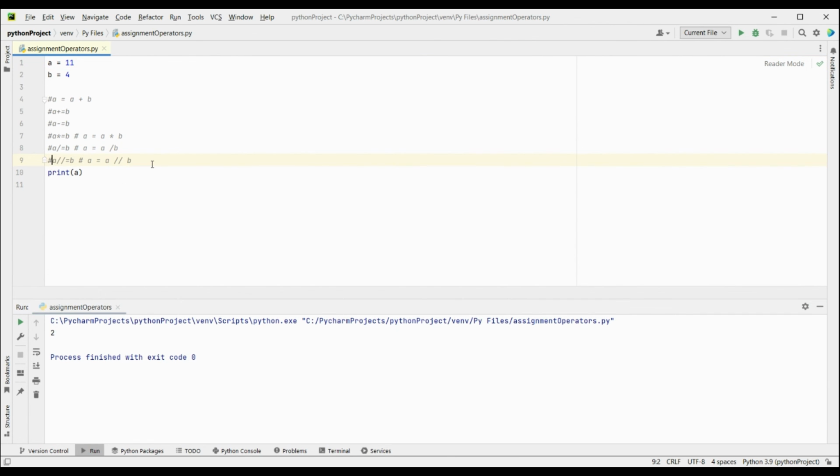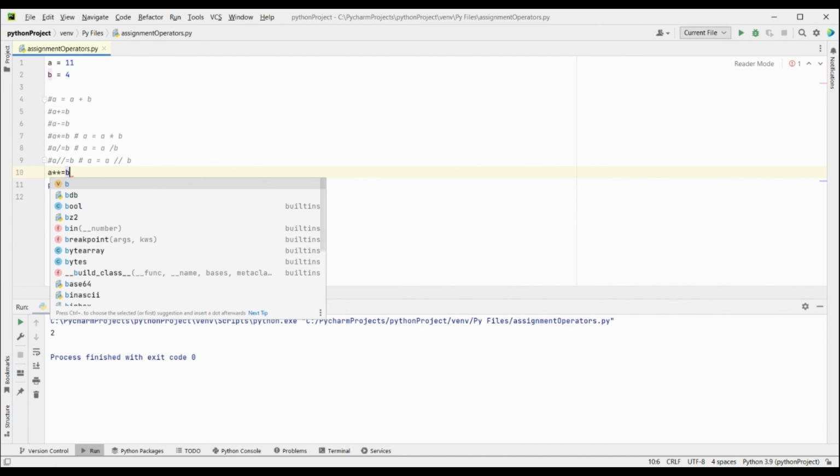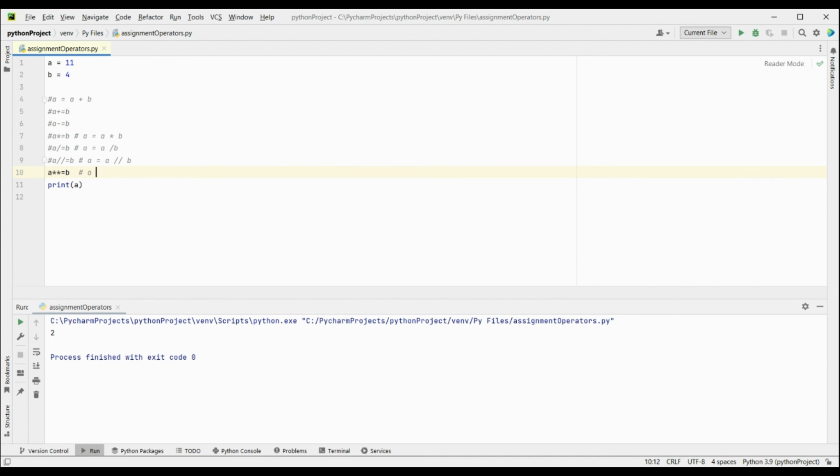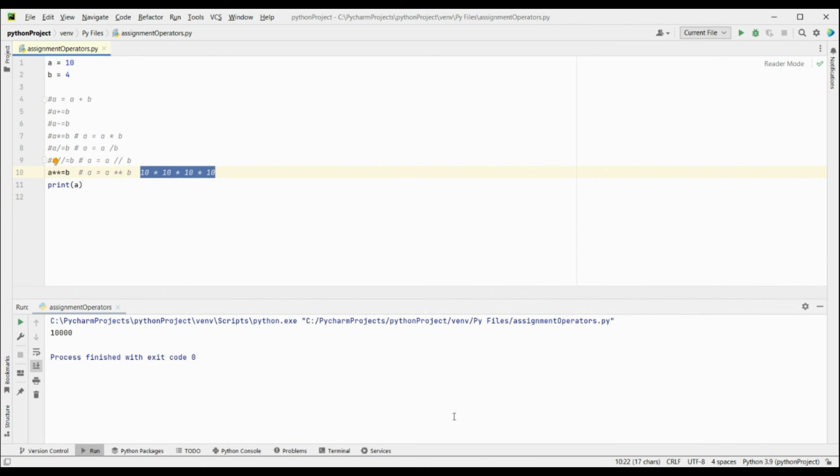Testing the exponent operator as A exponent equals B. This is equivalent to A equals A exponent B. When executed, it prints the value of variable A as 10k. As 10 is multiplied by itself 4 times, that is 10 multiplied by 10 multiplied by 10 multiplied by 10 equals 10,000. So, these were the different ways in which we can use the assignment operators in Python.